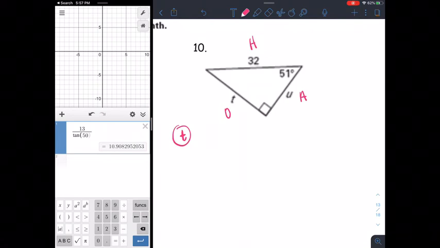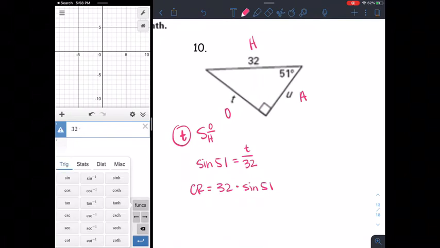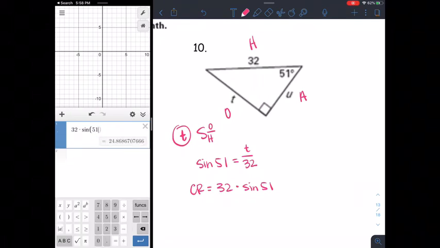So if I want to find the value for t, I have opposite and hypotenuse. So this is going to be sine is opposite over hypotenuse. The sine of 51 is equal to the opposite t over the hypotenuse 32. So my calculator ready is going to be 32 times the sine of 51. So my value for t is going to be 24.9.